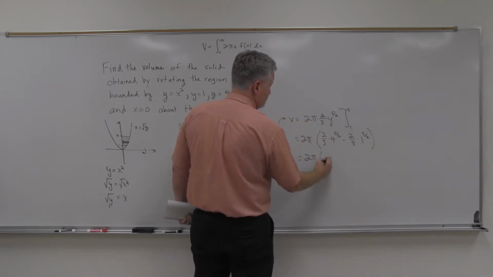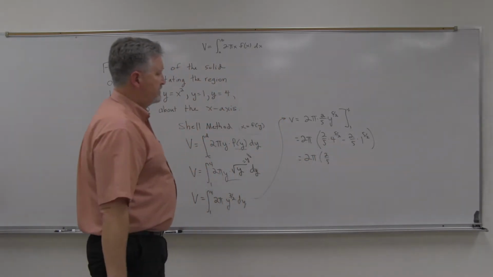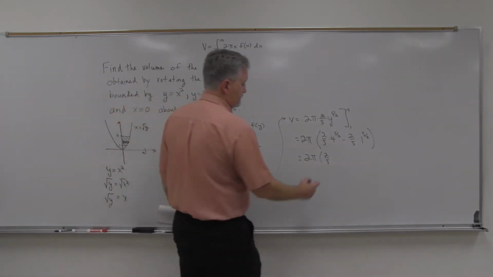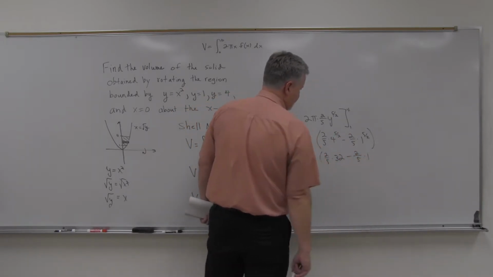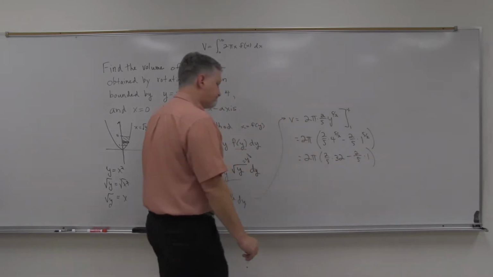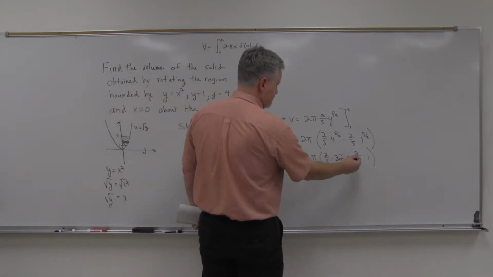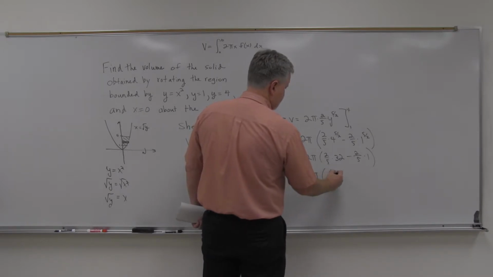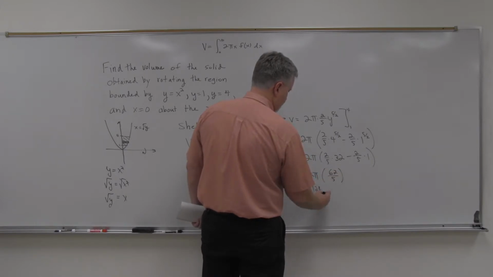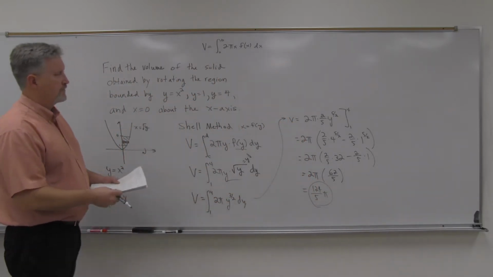So that gives me 2/5. With the denominator 2 meaning square root, it'd be the square root of 4, which is 2, to the 5th, 32. Then of course 1 to anything is 1. So we've got 64/5 minus 2/5. That'd be 62/5. And then times the 2, I've got 124 over 5 pi. That would be the volume of this thing. All right, is that okay?